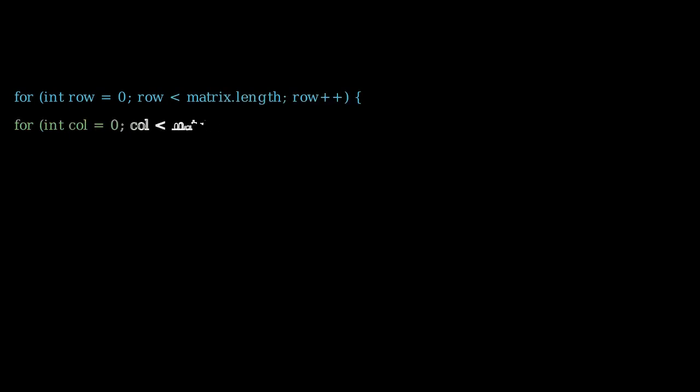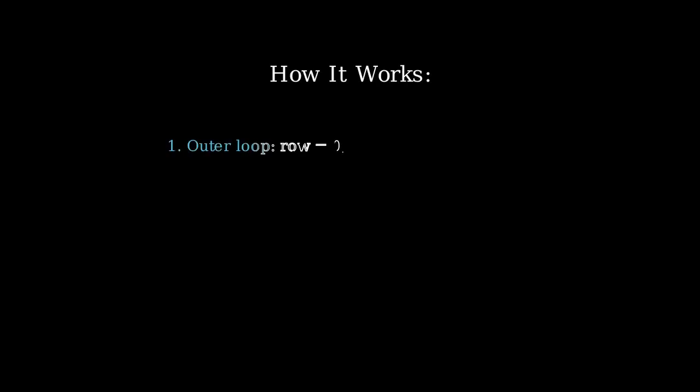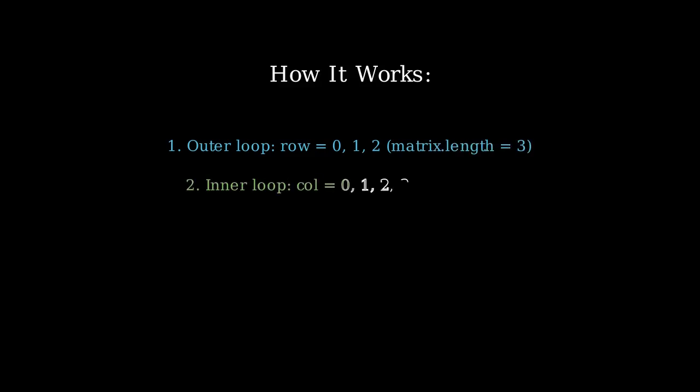Inside that loop, we write another for loop: for (int col = 0; col < matrix[row].length; col++). Inside the inner loop we print the element using System.out.print(matrix[row][col] + " "). After the inner loop ends, we move to the next line with System.out.println(). When this code runs, it prints 1, 2, 3, 4, 5, 6, 7, 9, 10, 11, 12.